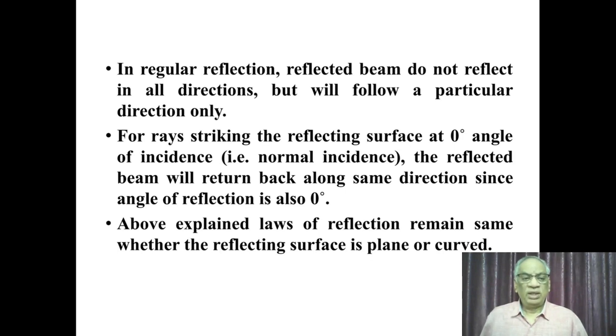Suppose a ray is striking the reflecting surface at 0 degrees angle of incidence, that is, normal along the line ON. Then the reflected beam will also return back along the same direction since R is also 0. So a normally incident ray will reflect back along the same direction. The properties we have discussed remain the same whether the reflecting surface is flat or curved.